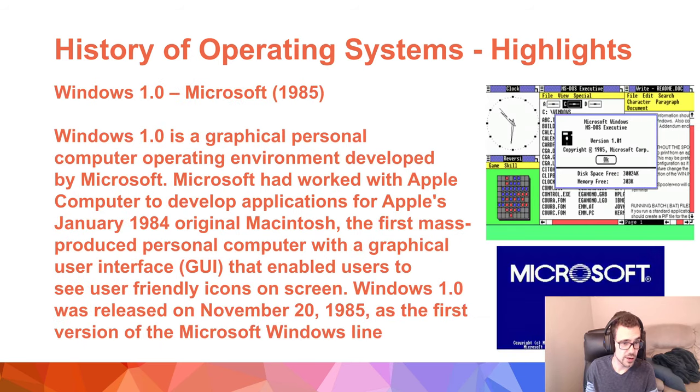Next up, we have Windows 1.0 in 1985, and it's really where Windows got its graphical user interface. Microsoft had worked with Apple Computer to develop applications for Apple's January 1984 original Macintosh, the first mass-produced personal computer with a graphical user interface, or GUI. And that enabled users to see user-friendly icons on the screen. Windows 1.1 was released on November 20th, 1985, and was the first version of the Microsoft Windows line.